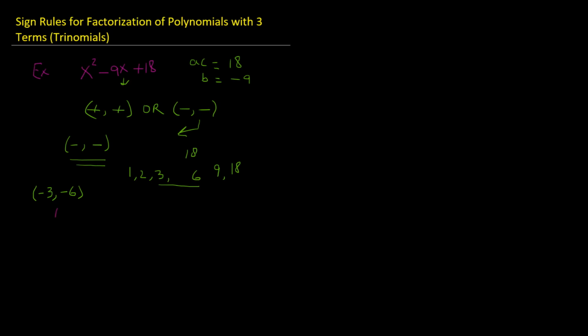One more example and then we will move on. Our last example is 3x square minus 10x minus 8. Again AC: A is 3 and C is minus 8, so AC will be minus 24. What is B? B is minus 10. So this minus sign is telling us that one number will be positive and one number will be negative. Only then we can have their product negative.